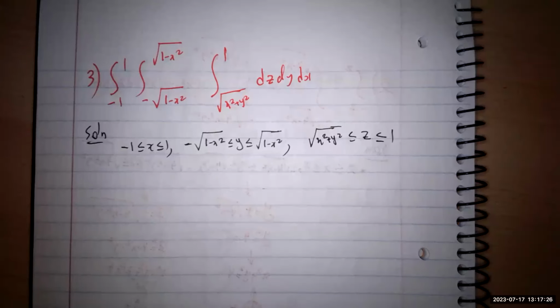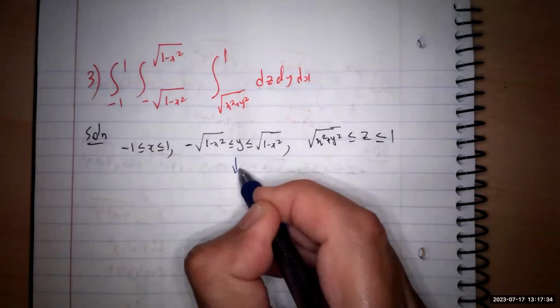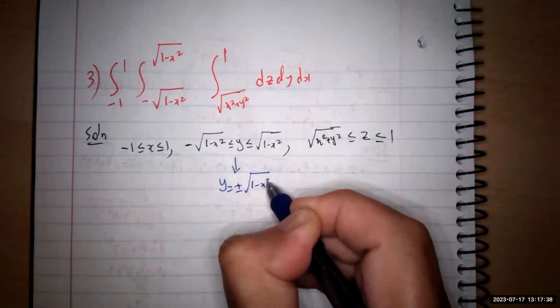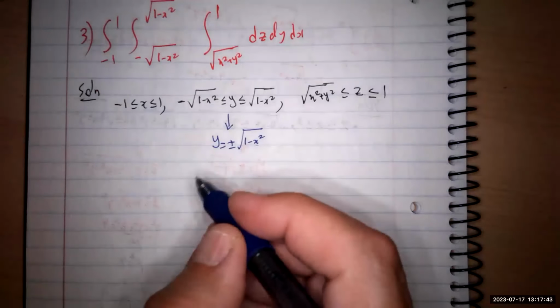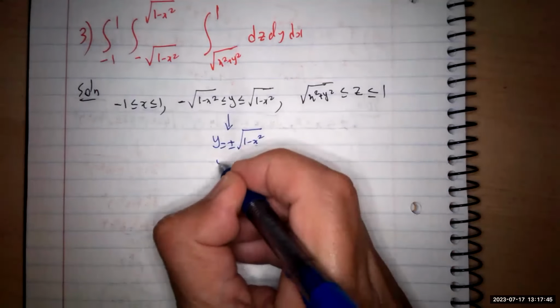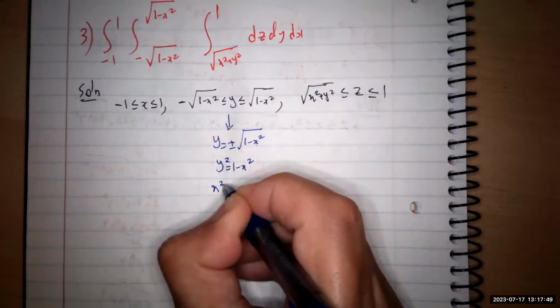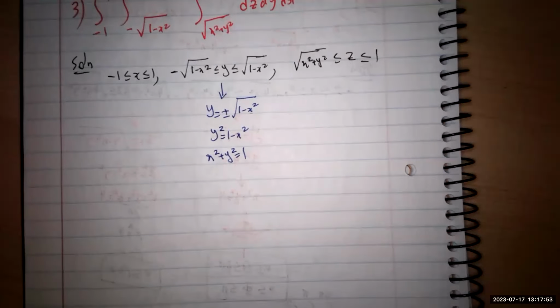Now, this part is easy. We can take care of this one first, in two dimensions, the projection. The projection is simply, as usual, y equals plus or minus the square root of 1 minus x squared. So semicircle, top and bottom. We square it: y squared equals 1 minus x squared, so x squared plus y squared equals 1. So that's it, a circle.